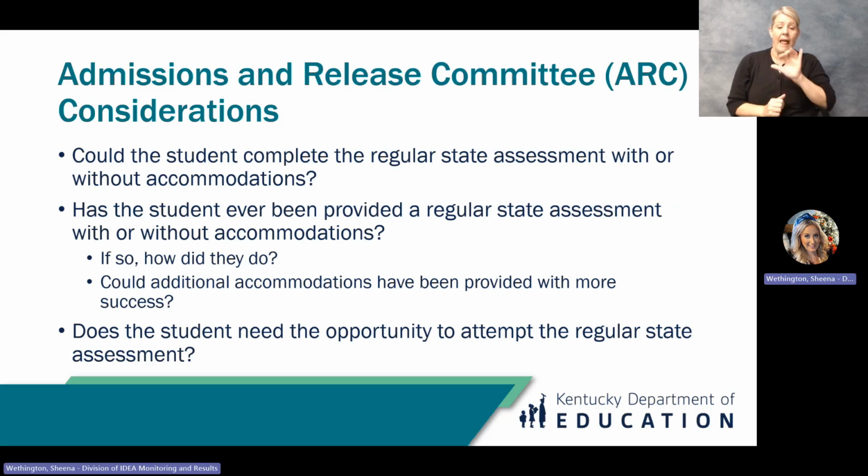This slide shows some questions that might be asked by ARC members during an annual meeting. The ARC will review information and data, including information from the parent or guardian, to determine if the student could participate in the regular assessment with or without accommodations. Knowing the difference between the regular state assessment and the alternate assessment will assist you, the parent or guardian, who is also an ARC member, in providing input on what participation option is best for your student.